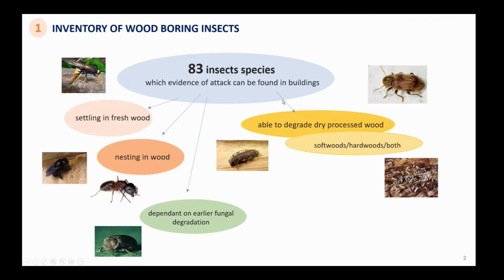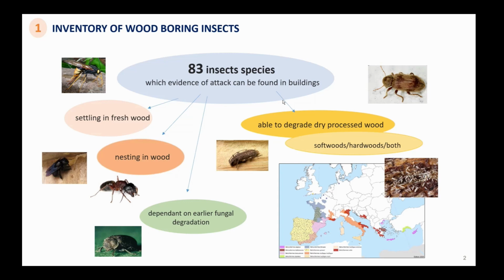Based on reference publications and questionnaires sent to European experts, we identified 83 insect species causing damage to wood, of which evidence of attack can be found in buildings. Global warming affects the distribution of insect species, especially of termites, which are more abundant in warm areas. It also increases the risk of introduction of invasive species, which may show different feeding and nesting preferences. We updated the distribution map both for subterranean and drywood termites, including new data we gathered on invasive termite species.